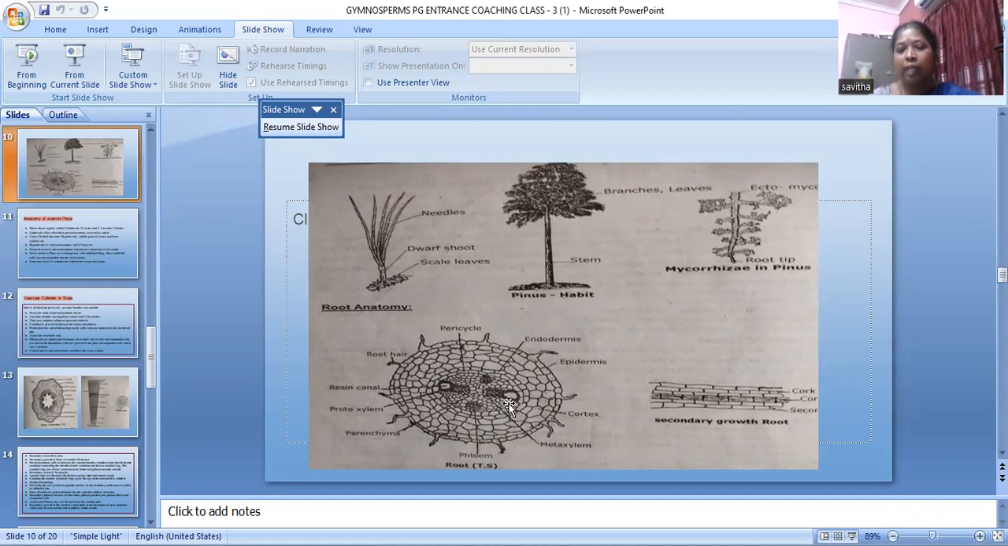phloem and xylem. In the xylem, you are seeing the xylem elements, and medulla is present in between. This is about the internal structure of the root of the pinus.